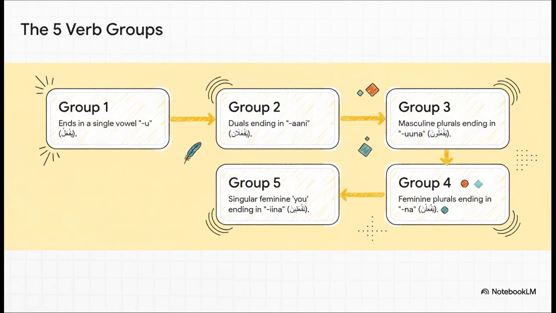And here it is. This is it. This is the entire system on one slide. Every single present tense verb, all 14 of them, fits neatly into one of these 5 groups, just based on its ending. And that's the whole key right there. If you know the group, you know the rule. It all clicks into place.